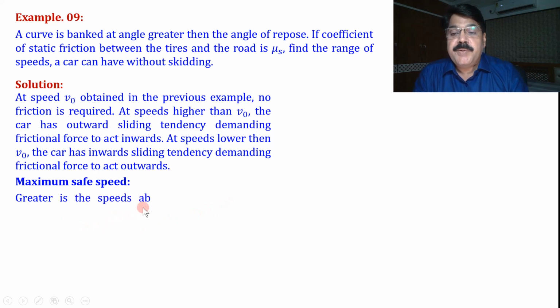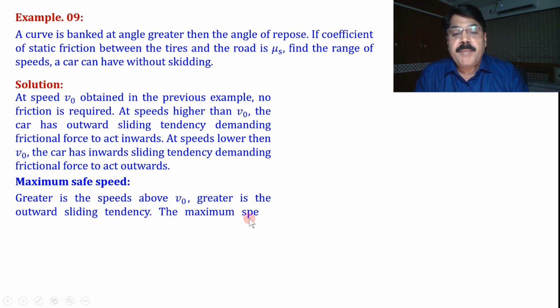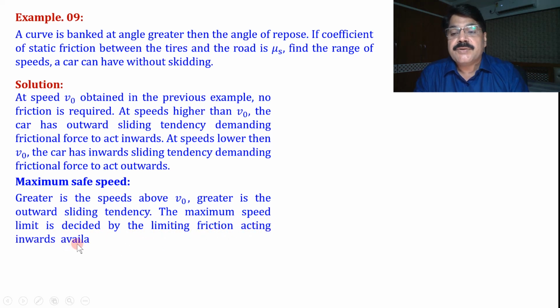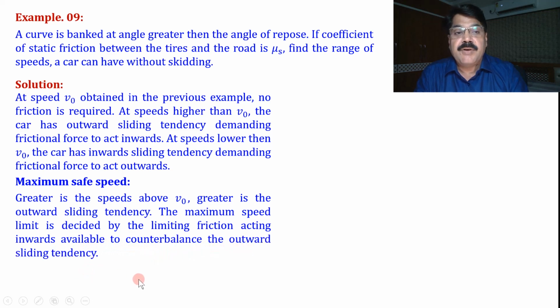Greater is the speed above v naught, greater is the outward sliding tendency. The maximum speed limit is decided by the limiting friction acting inwards available to counterbalance the outward sliding tendency. Actually, when the speed will be maximum, the friction will achieve its limiting value, and if we apply this condition, we can find an expression for the maximum speed, and for that we have to apply Newton's laws.